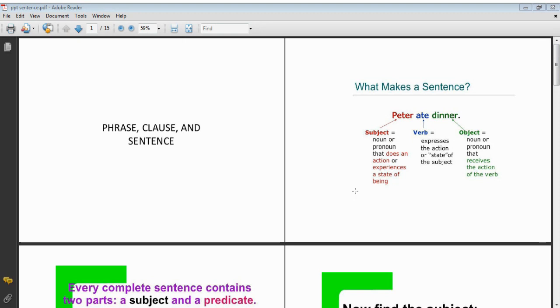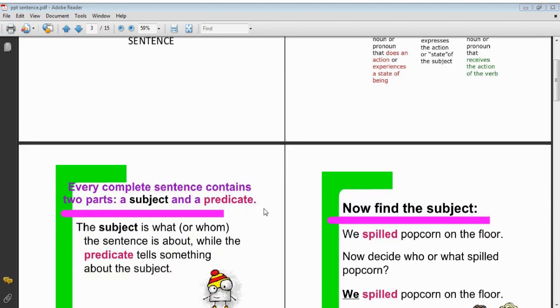So what is a subject? Subject is the doer of the action. Verb is a word which expresses the action. And object is a word which receives the action of the subject. It means subject is the doer, verb is the action word, and object is the receiver of the action. This is the main thing which makes a sentence.